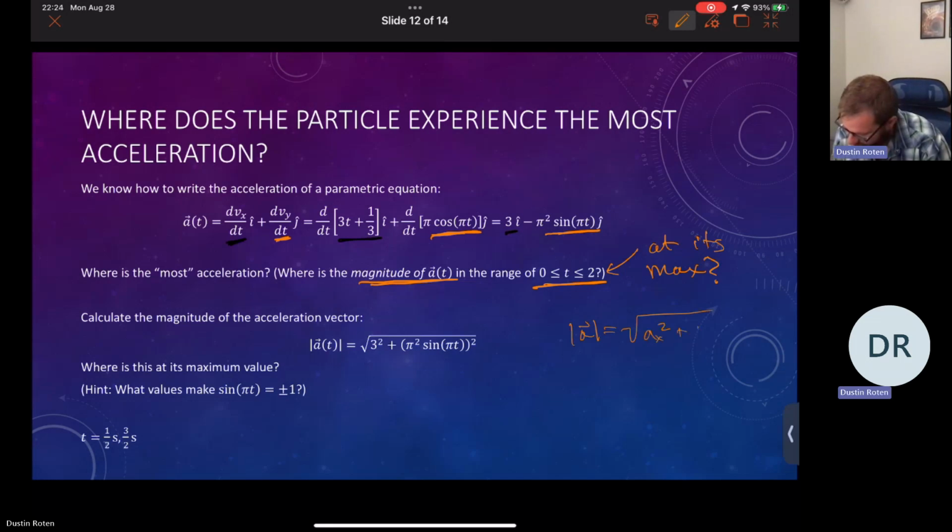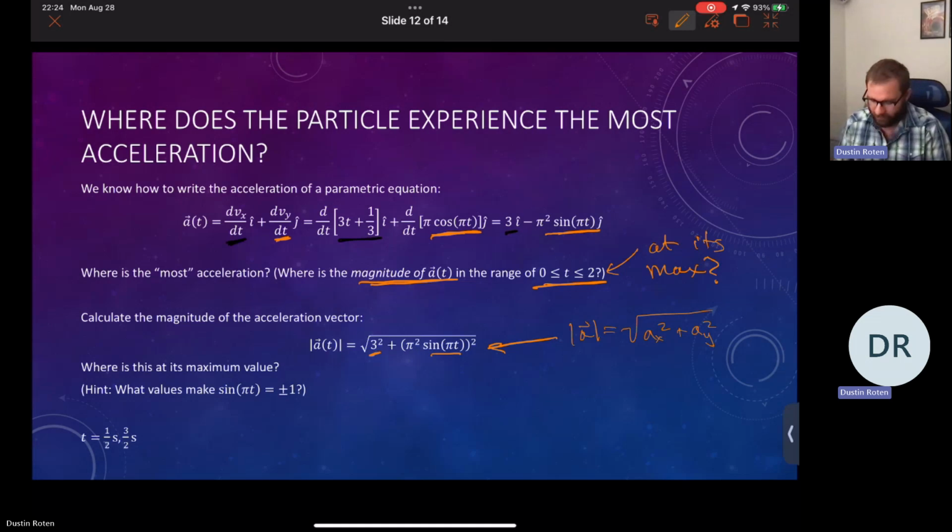It's the x component squared plus the y component squared. That's kicking it old school from like chapter 3 stuff. So we just need to find the magnitude of this vector and where it is the largest. Well, if we write this out in quadrature, you'll notice that 3 is a constant, and this term has a sinusoid. So essentially, acceleration is the largest anywhere where the sine of pi t is also at its largest value.